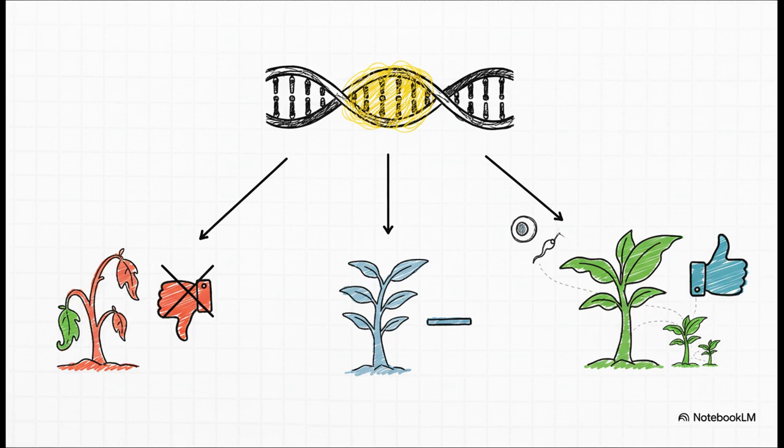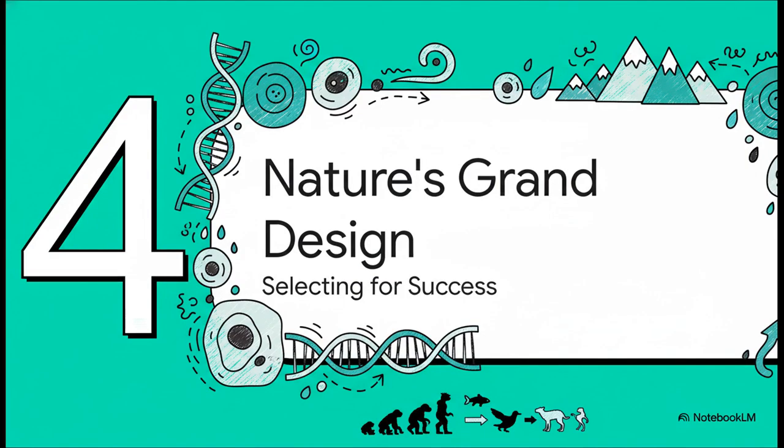Even more often, it actually does nothing at all. The cell just works around it. But every once in a while, just by pure random chance, the change is actually beneficial. This is it. This is the source of all genetic variation, the raw material that evolution has to work with. And, this is important, if that typo happens in an egg or a sperm cell, it can be passed down to the next generation. So that brings us to the big picture.